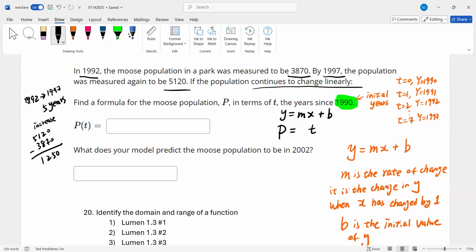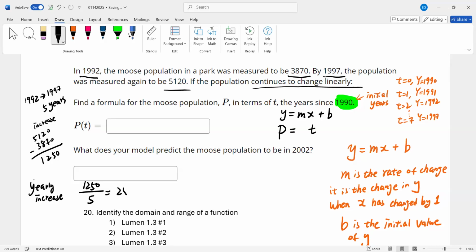50 and 12. 1,250, right? Do you agree, guys? Yep. So let's just use common sense. Over the 5 years, from 1992 to 1997, the moose population has gone up 1,250, that many, right? Then we want a yearly increase. How do we find a yearly increase? Then we just use the total increase, 1,250, divided by 5, right?